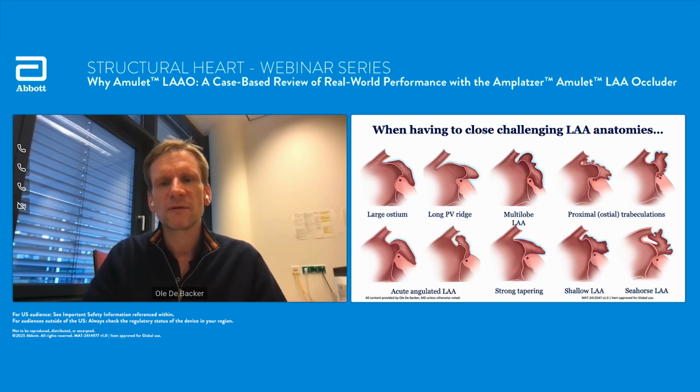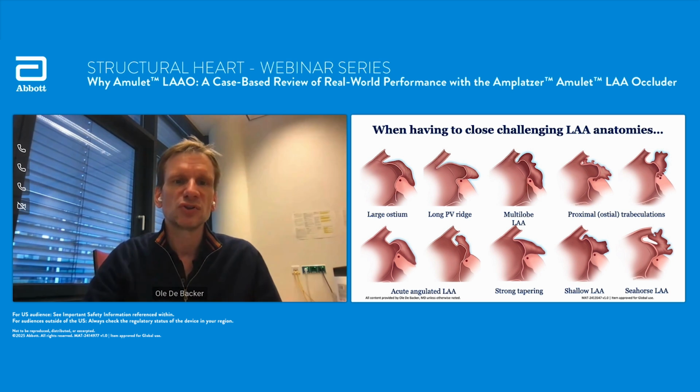And here I listed a couple of them, made some drawings of it. So what do I consider as challenging anatomies? I'm not going to focus only on angulated LAAs, but very often this is the case. So sometimes you have a combination of a large ostium, a long PV ridge, and an angulated LAA, but you can also have the multi-lobe LAA. You can have proximal or ostial trabeculations, as mentioned before by Dr. Shah as well. You can have the inverted or reverse chicken wing. That's an acute angulation too, but in the other direction. You can have a strong tapering of the LAA, and you can also have very shallow LAAs or seahorse LAAs.